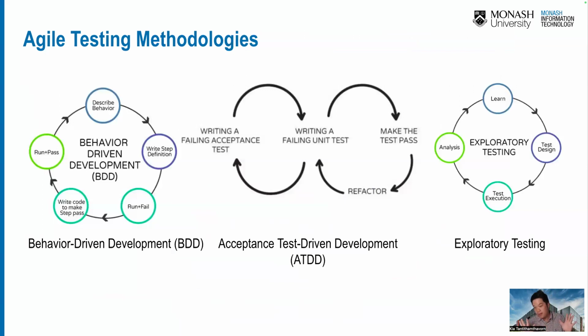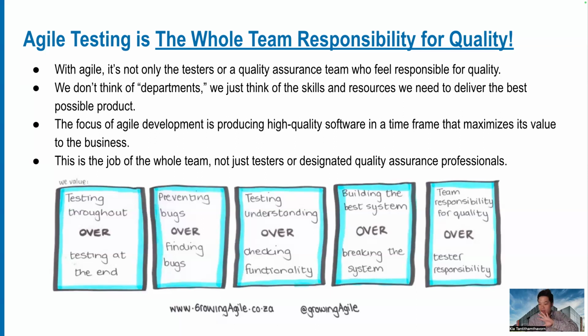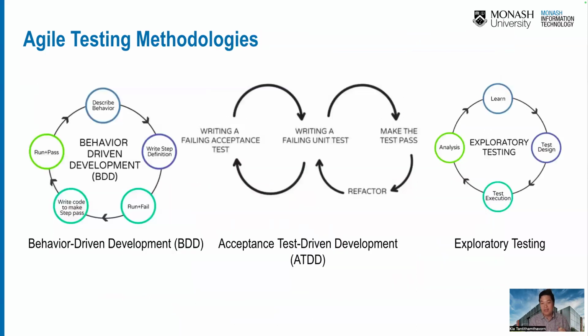Okay, make sense? When you do agile testing, this is only the principles, the high level concept. But how do we actually do it? That's another story, right? That's the methodology. There are three methodologies that are often used in agile testing. First, it's called behavior-driven development.